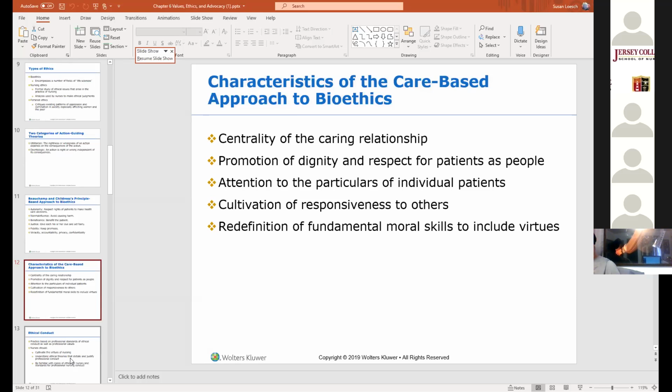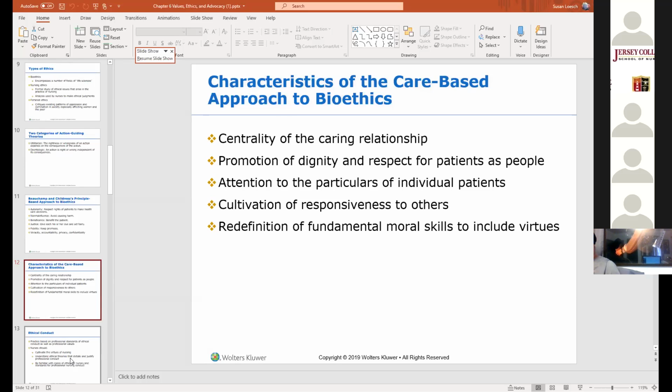Okay, characteristic approaches for care. Everything should be centralized towards that caring relationship. The patient, they have to feel that you care about them, that your concern is about them, not the decisions that they made or not the things that they do, right? You like them for themselves.